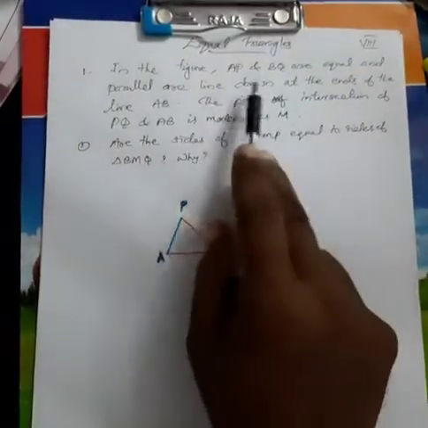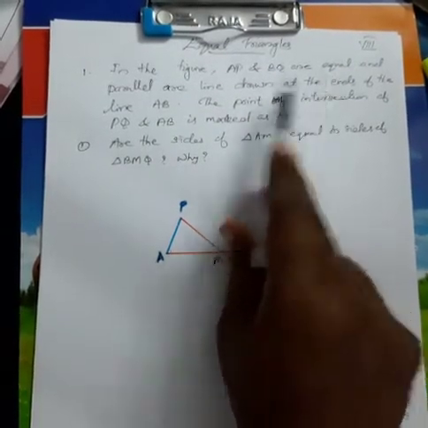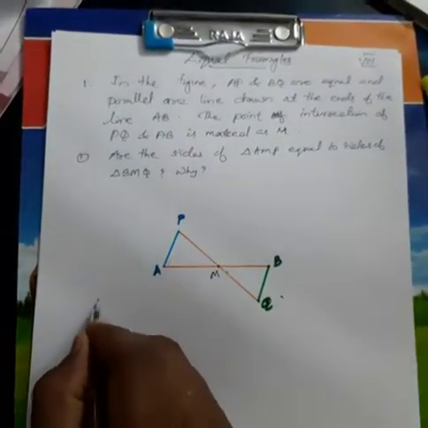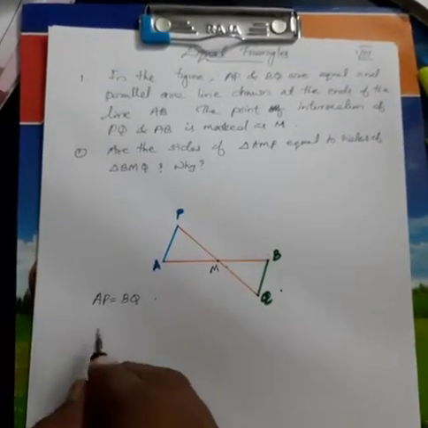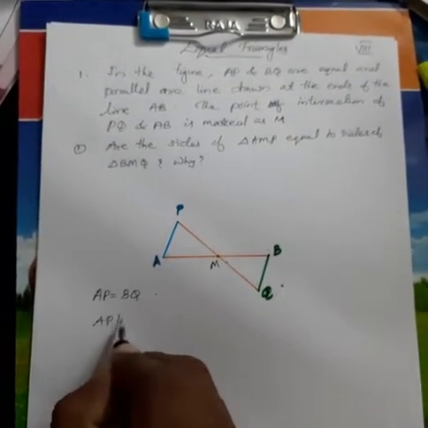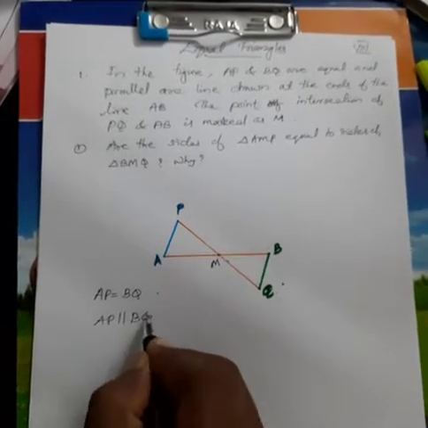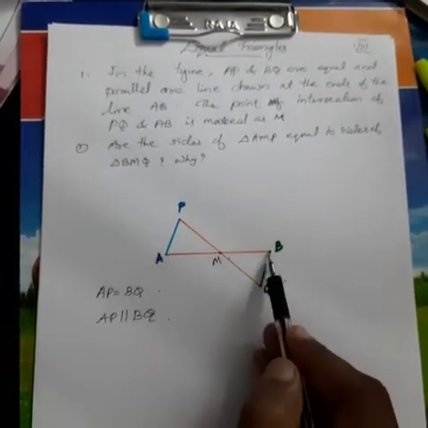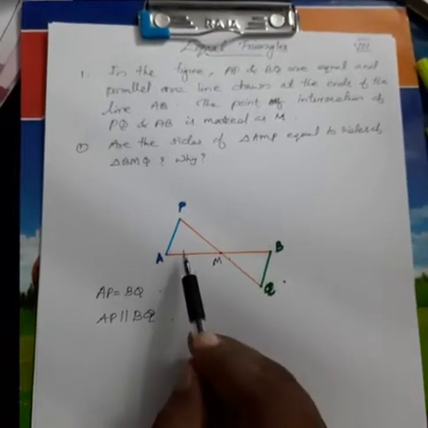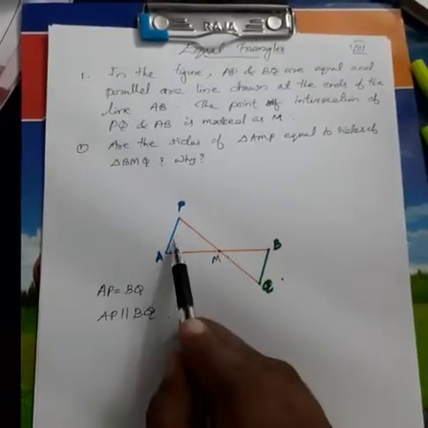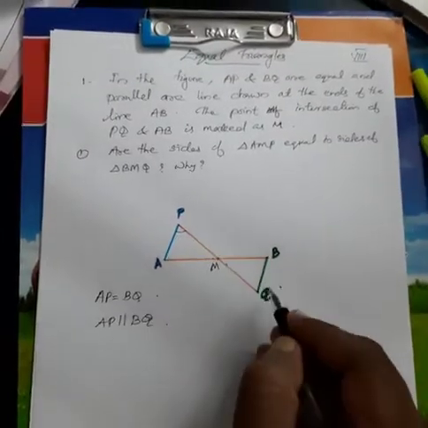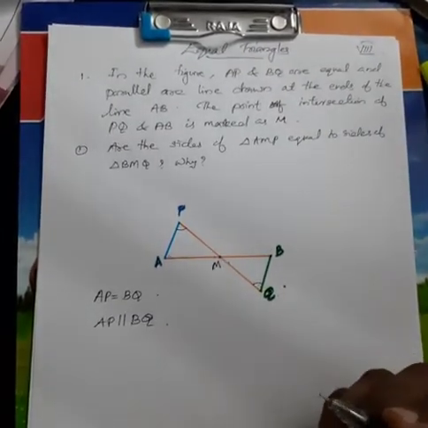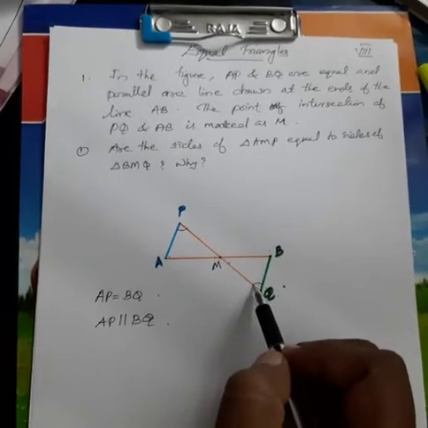Here it is given that AP and BQ are equal and parallel. So I can write AP is equal to BQ, and AP is parallel to BQ. These are the two parallel lines. If we cut across, what happens? You will get two angles here. These are the alternate angles.